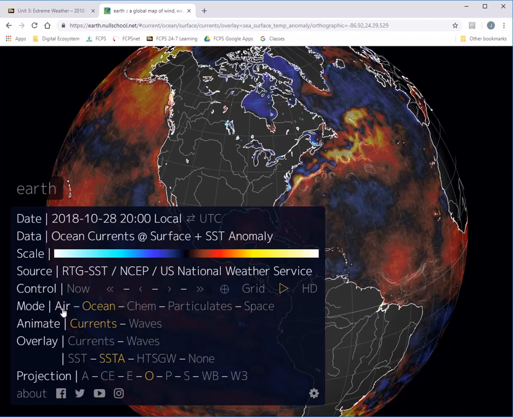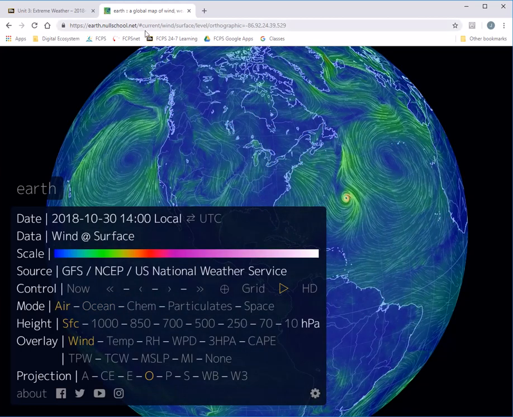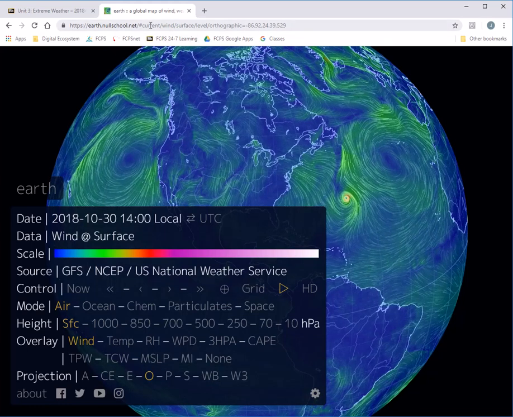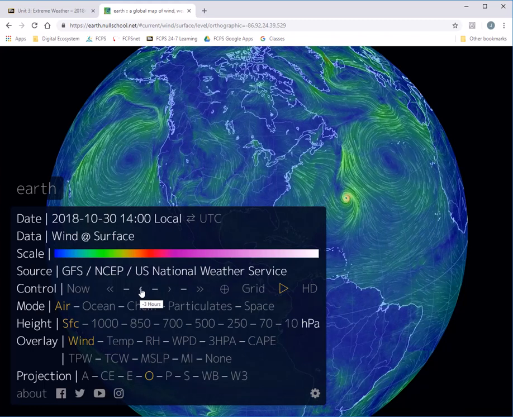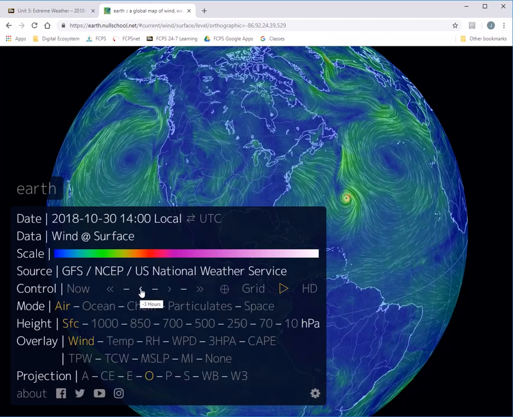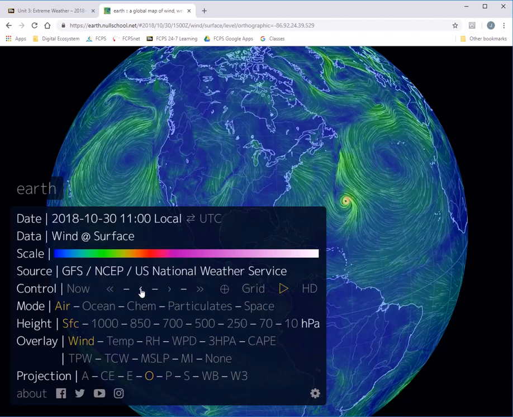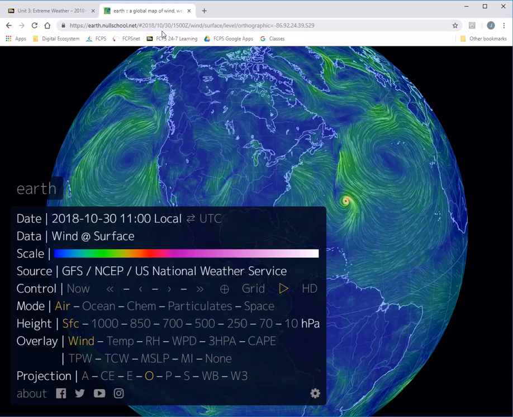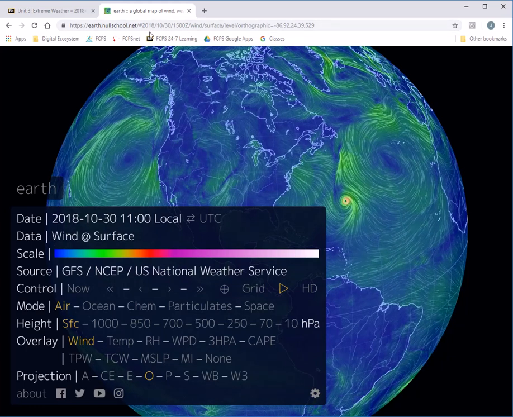To do this, I'm going to go back to air, and I want you to notice that up here at the top it says current. This is the current conditions. That's right now. If I go back one day, minus 3 hours actually, it's still today, but it's actually the past. It's not what's happening right now. And you can tell because it says 2018, 10:30. So that's October 30th, 2018.